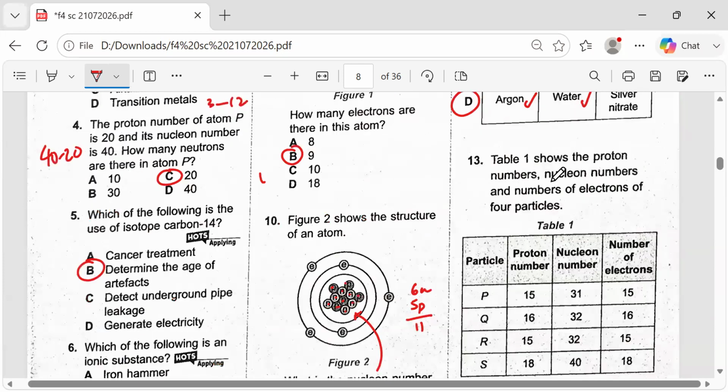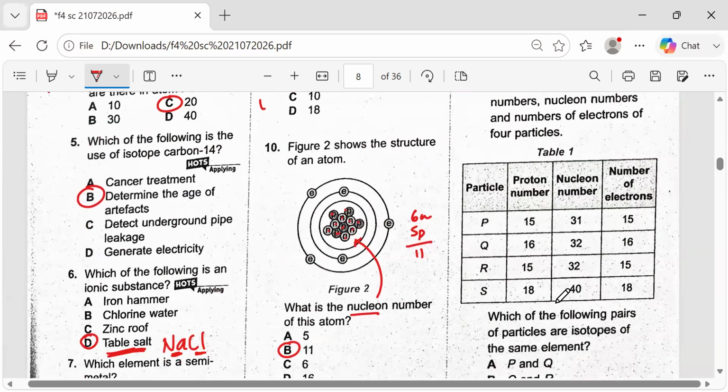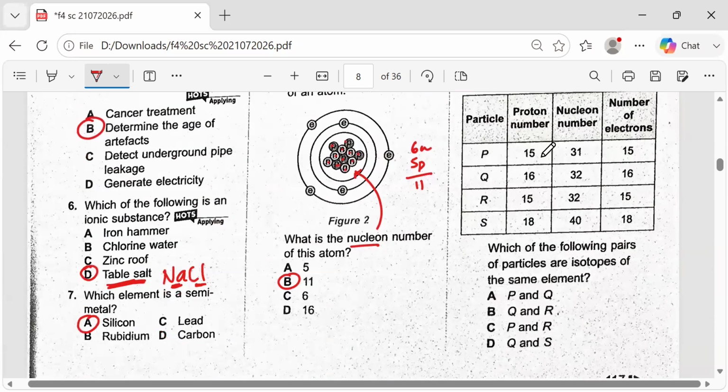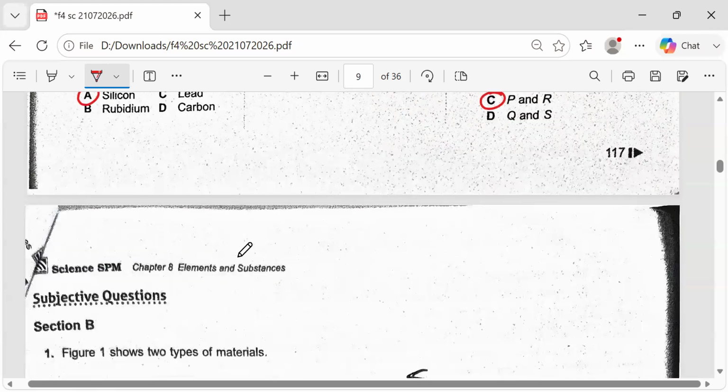Table 1 shows the proton number and nucleon number of the particles. Which of them are isotopes? Isotopes, you must see the proton number same, but nucleon number different. So P and R. Do you understand now?